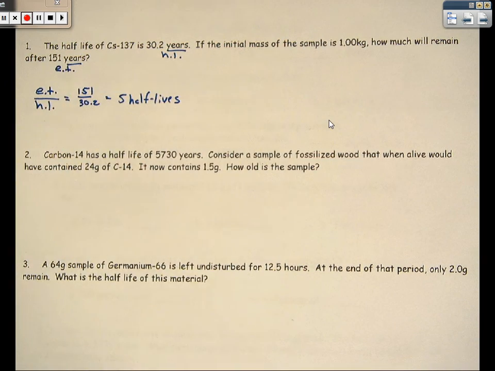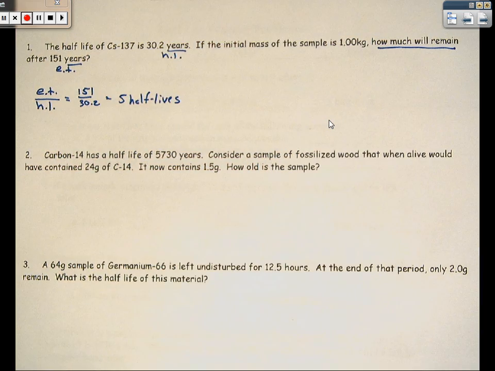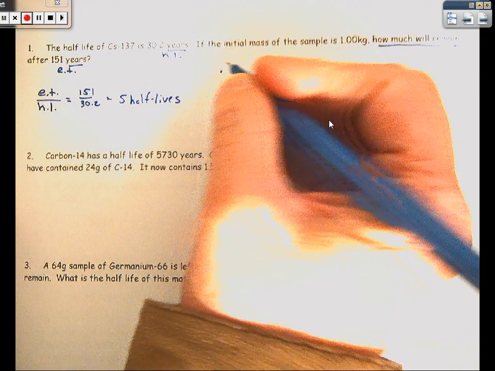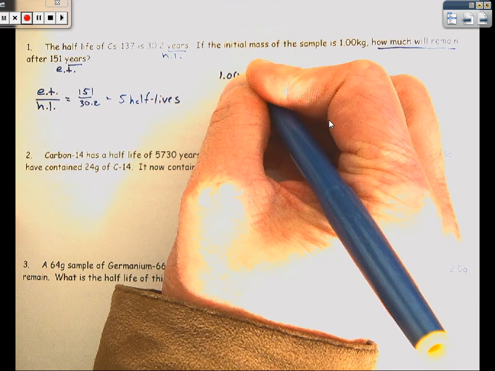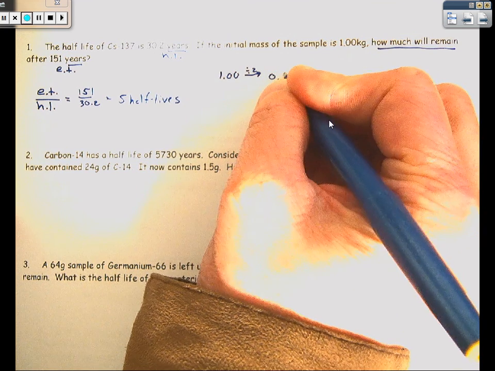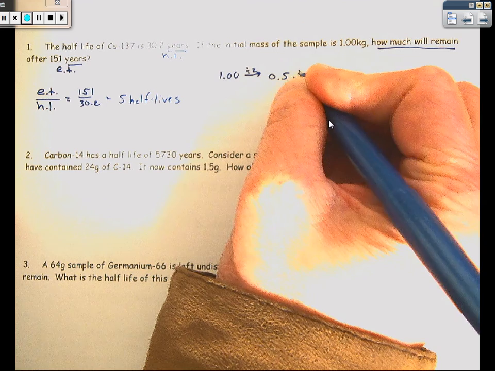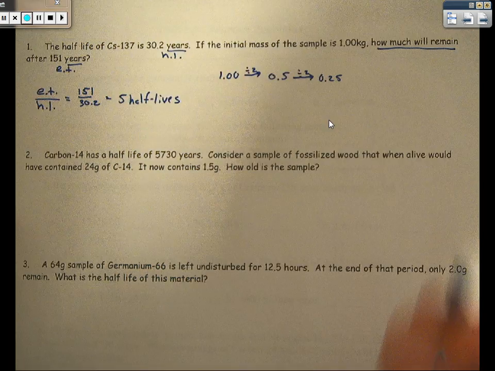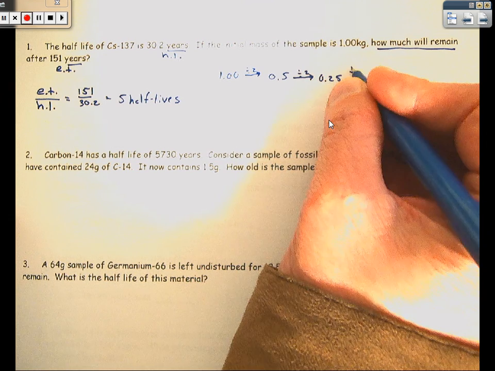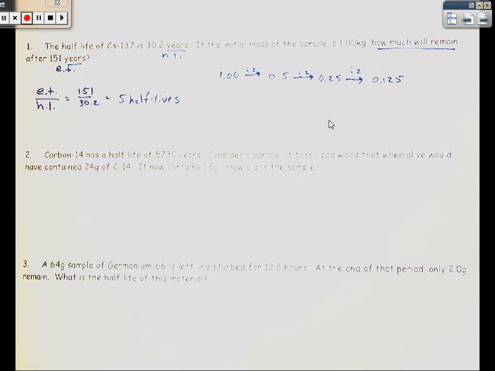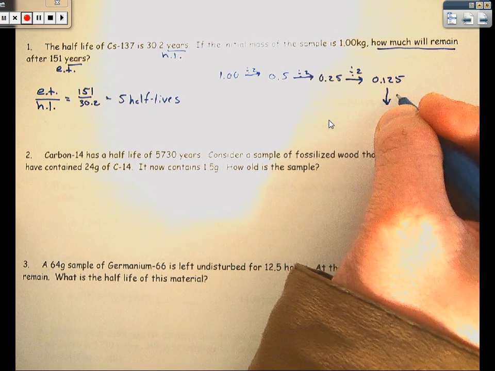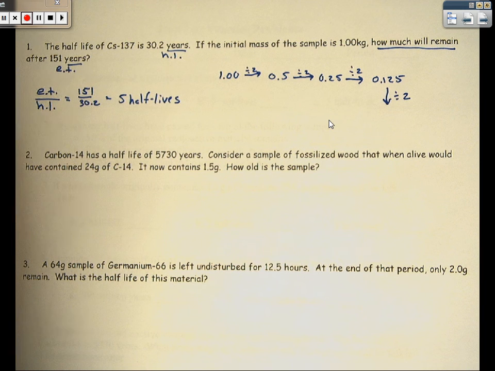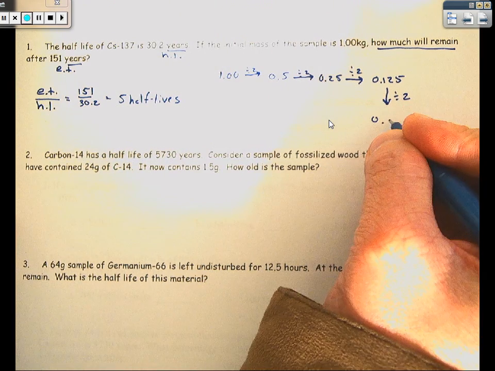Basically what that's telling us, if we want to know how much will remain, we're going to have to take our initial amount, the 1.00 grams, and divide it in half 5 times. 1.00 divided by 2, 0.5, divided by 2 again, 0.25, divided by 2 again is 0.125, divided by 2 again is 0.0625.